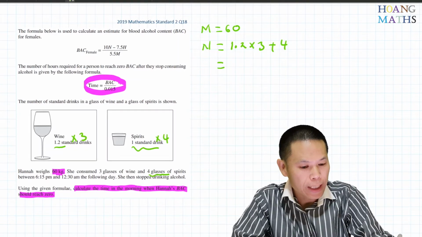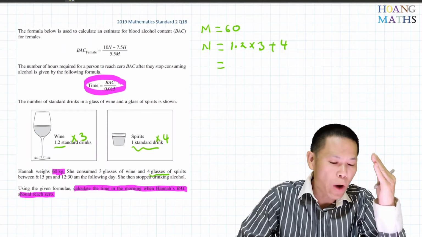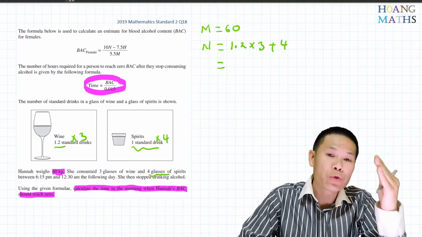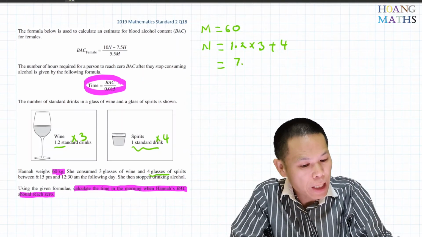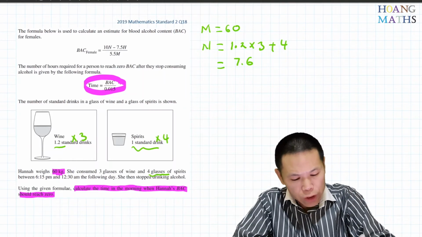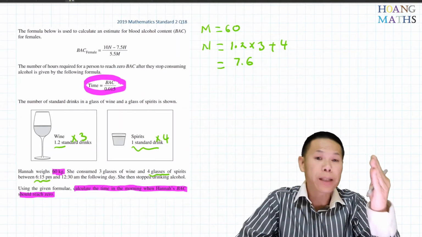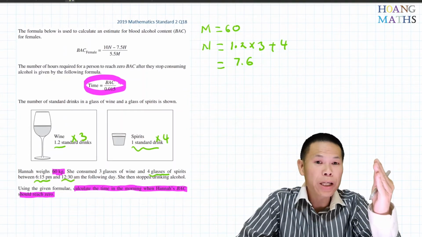So that is her total number of standard drinks. So 1.2 times 3 is 3.6, and you add 4, which is 7.6. Otherwise, just use your calculator. And we know that she started drinking from 6:15 p.m. and she finished at 12:30 a.m.